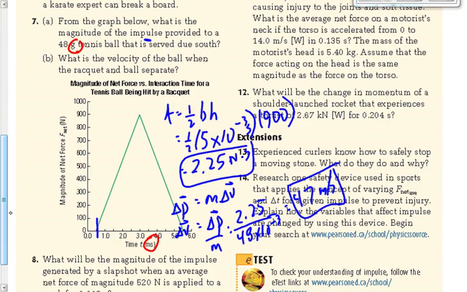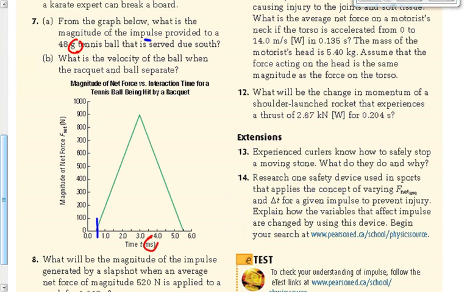What's the change in momentum of a shoulder-launched rocket that experiences a thrust of 2.67 kilonewtons? That's 12. Yes, you're right. Oh, that's a good question, 13 is.